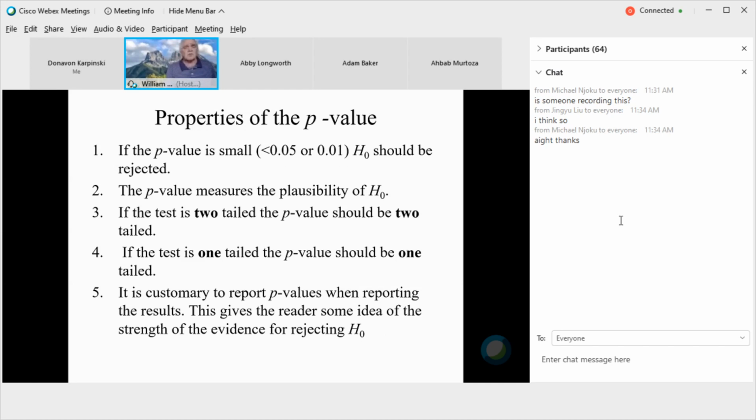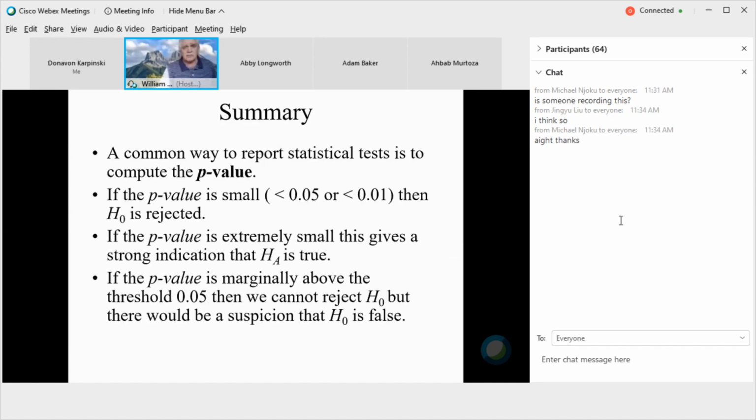So this is a common way of reporting results. You report the p-value, then the reader can use his value of alpha to see whether H naught should be rejected. It also gives some indication of the strength of the decision to reject H0. If the p-value is extremely small, the strength of rejecting H0 is much larger.